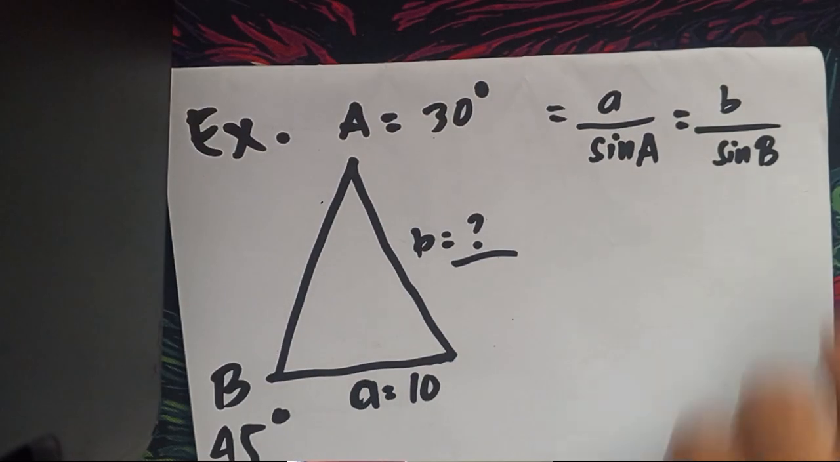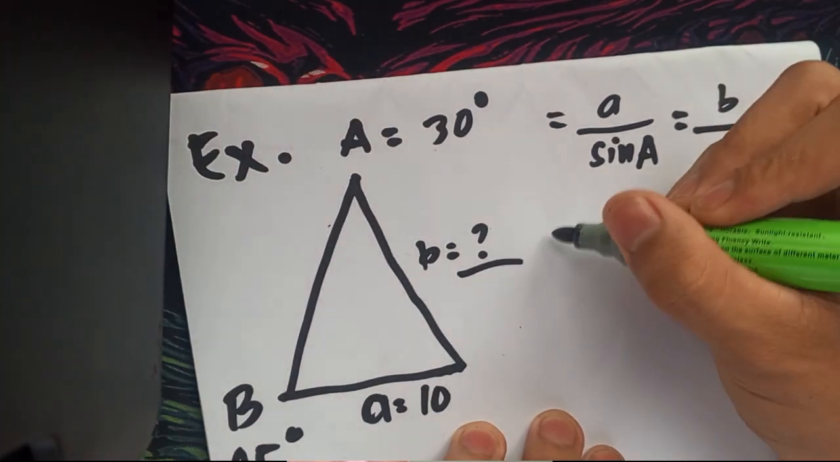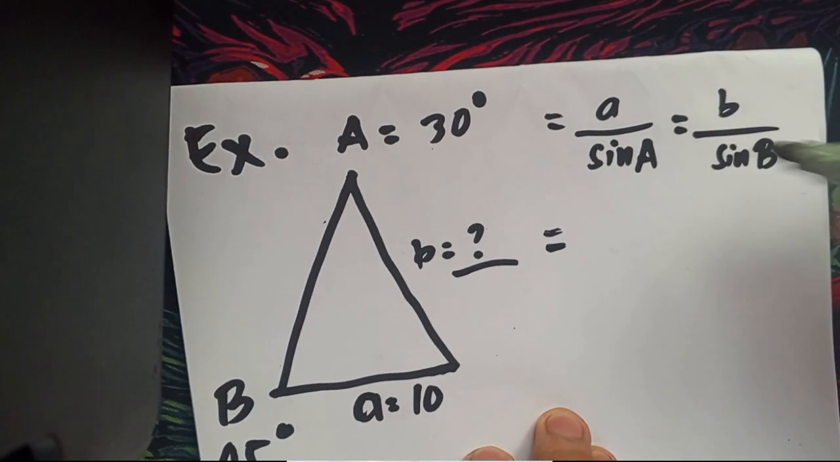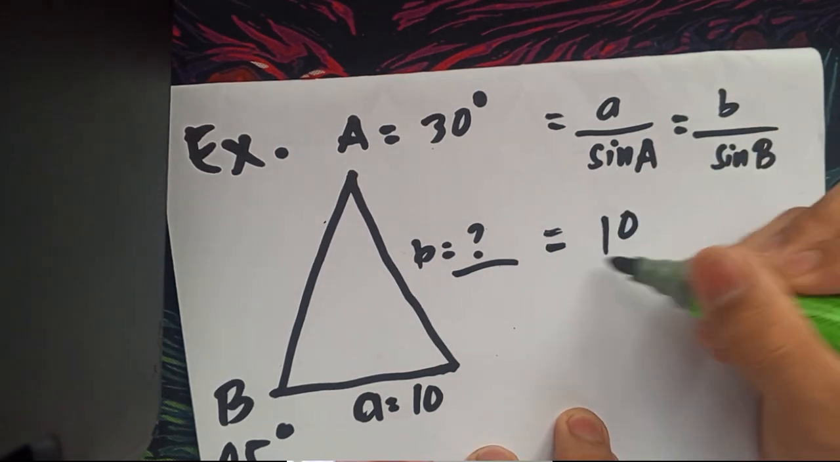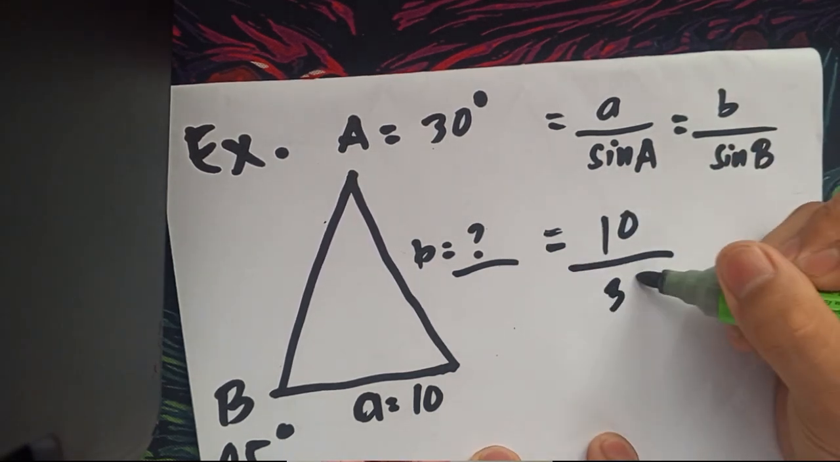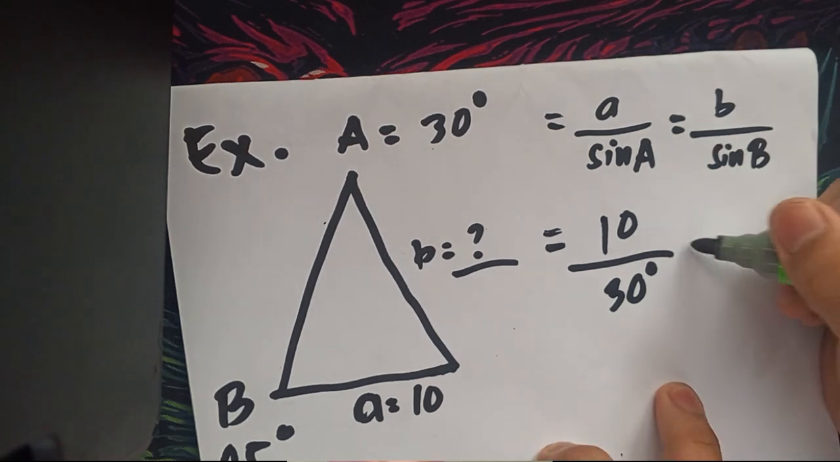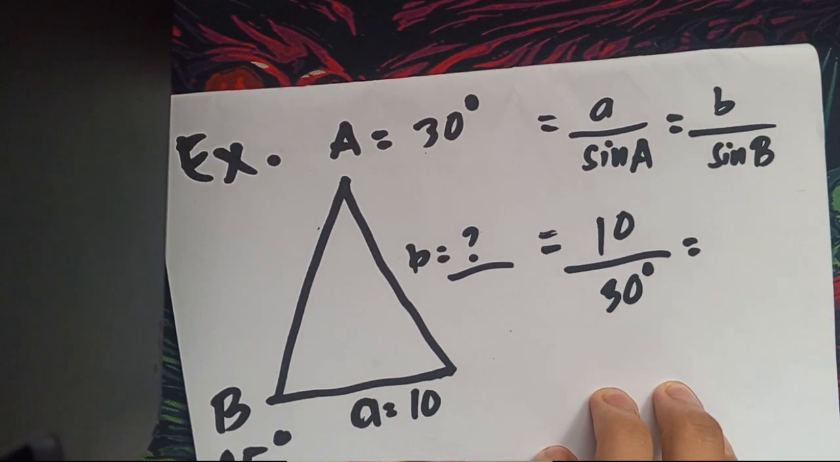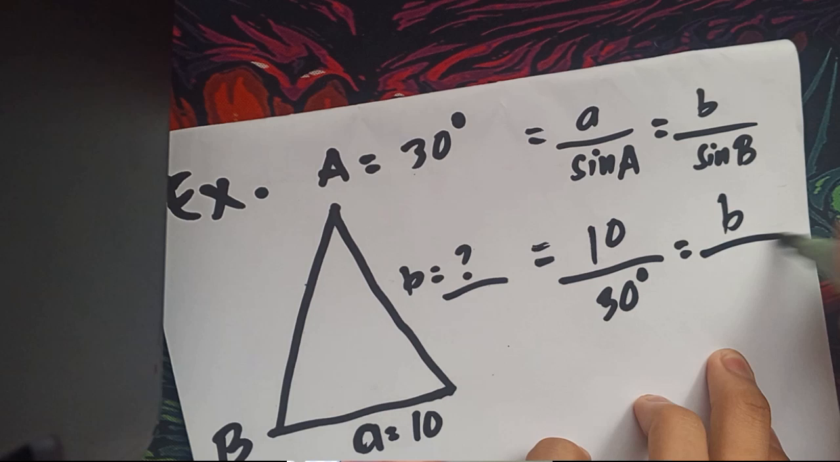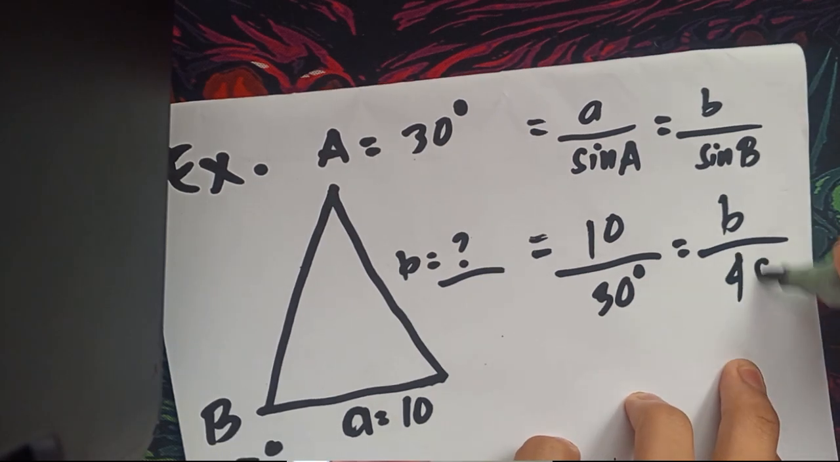The law is especially useful for solving triangles that are not right-angled, specifically in cases involving oblique triangles, or triangles that do not contain a 90-degree angle. So in this example, in this triangle, we can see that our angle A is equal to 30 degrees, angle B is equal to 45 degrees, and our side A is equal to 10. Then we can see that side B is blank.